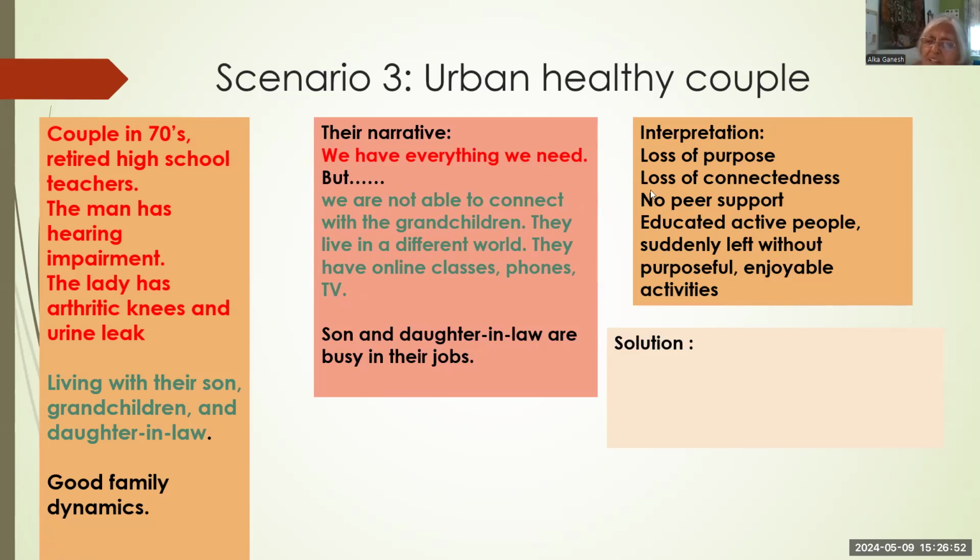So what does this mean? These are highly educated people, but they have a loss of purpose. They have a loss of connectedness. They cannot connect with their own family. No peer support. Educated, active people suddenly left without purposeful, enjoyable activities. So that's a terrible thing to happen. So what is the solution? Improve the social connectedness. Make sure that every older person is talking on the cell phone to somebody, meeting up with other people, so that the home is not the only orbit in which they function.